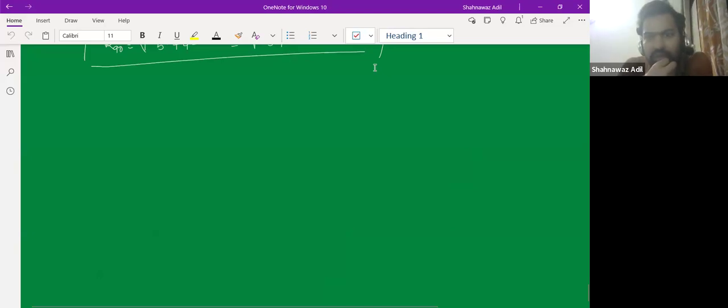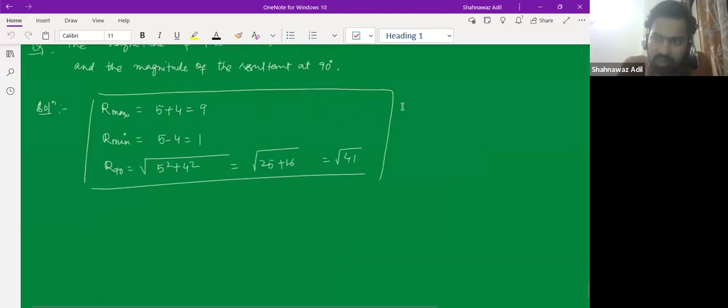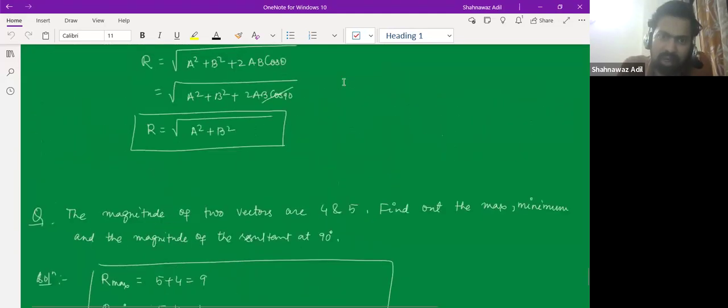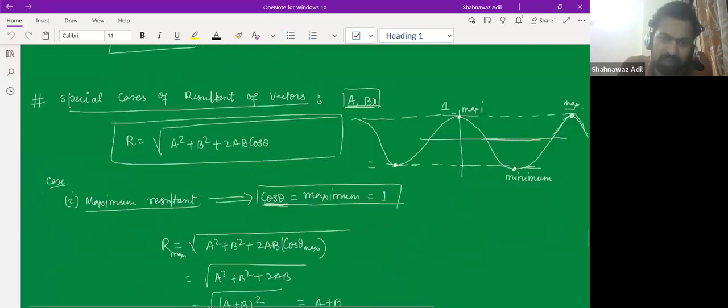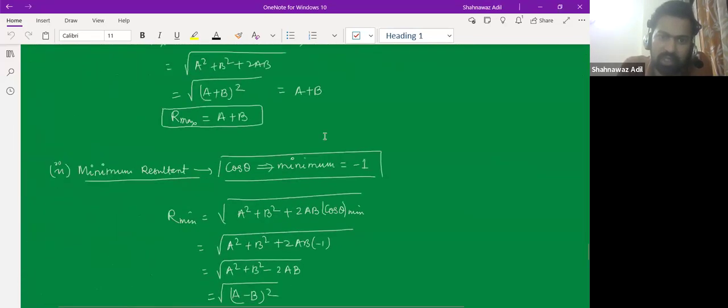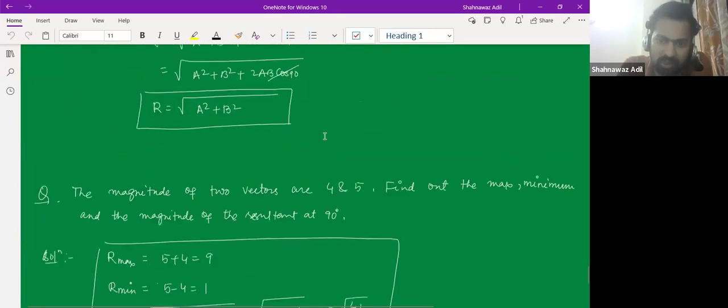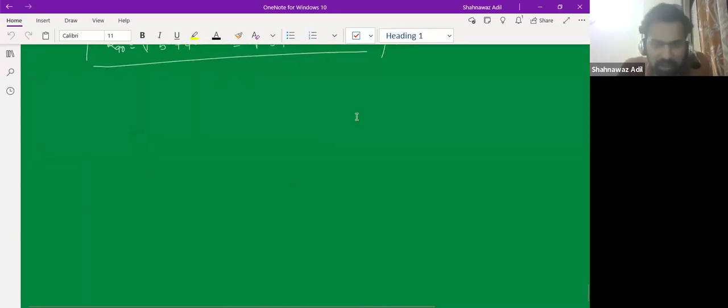So we have found out the resultant, and we have also found out the subtraction of vectors. Now let us understand the product of vectors. So what happens when we multiply two vectors? But before we do that, there's one very important thing.